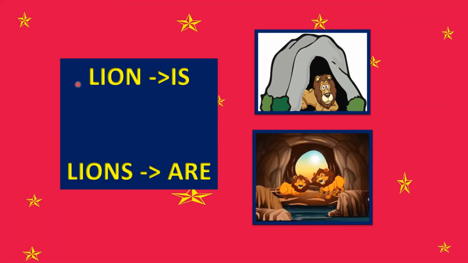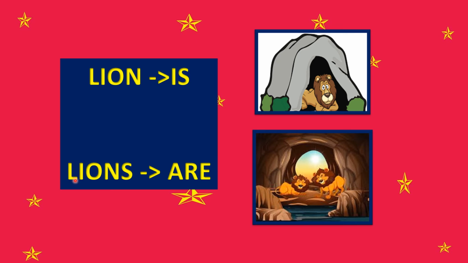Now again children, look at these words. L-I-O-N, lion. Lion, no S is there, that's why one lion. If one lion, then we will use I-S, is. Okay? Again, L-I-O-N, lion, no S. So, it means one lion. That's why we will use I-S, is.